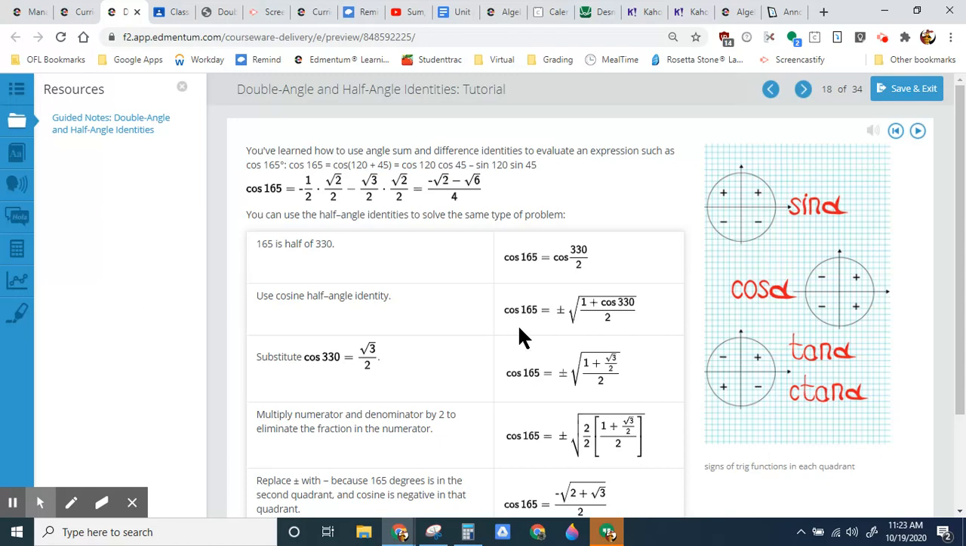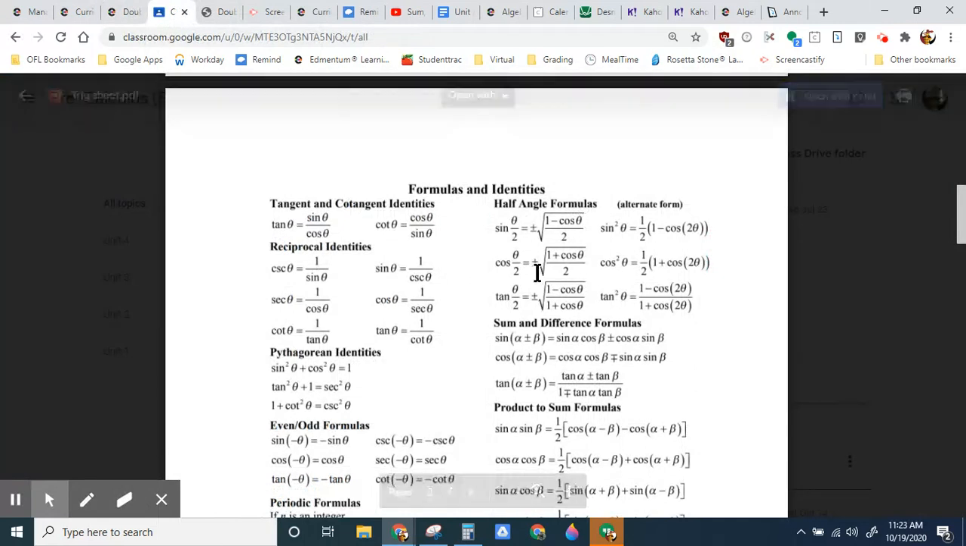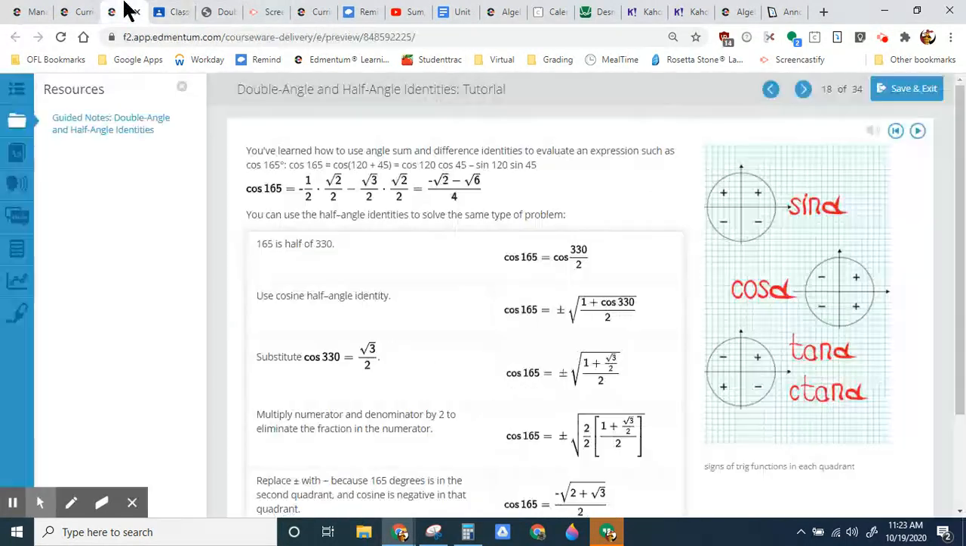So if we want to do this, we're going to use the half angle formula. We're going to go to our worksheet, do the half angle formula. The half angle formula says we're going to do square root of 1 plus cosine of the original angle divided by 2. From here, we can just use the unit circle to figure out what the cosine of 30 is. So they kind of substituted it in for you. They plugged it in there.